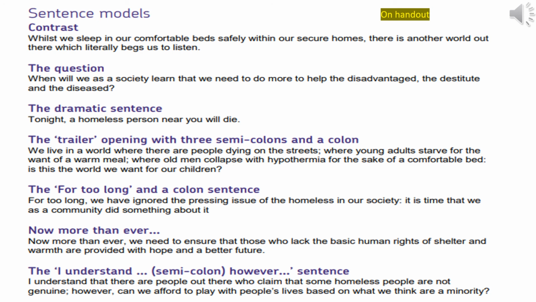Now more than ever we need to ensure that those who lack the basic human rights of shelter and warmth are provided with hope and a better future. The "I understand, however" sentence. I understand that there are people out there who claim that some homeless people are not genuine, however, can we afford to play with people's lives based on what we think are a minority?